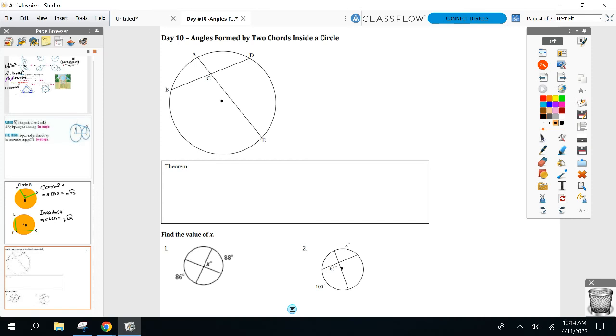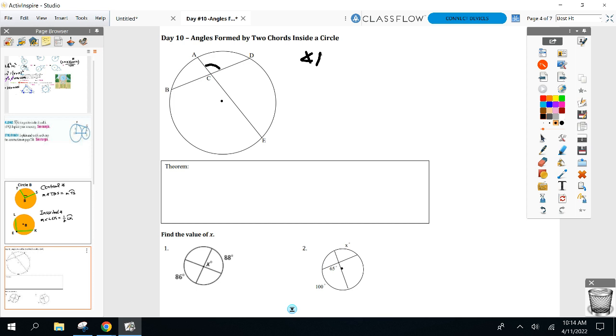Inside the circle, everyone take a look at angle ACD for me. Is it a central angle? Nope. Is it inscribed? No. But is it still inside the circle? Okay, so this is our third and final type of angle we can find inside.